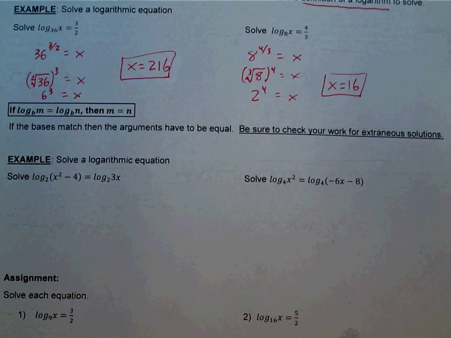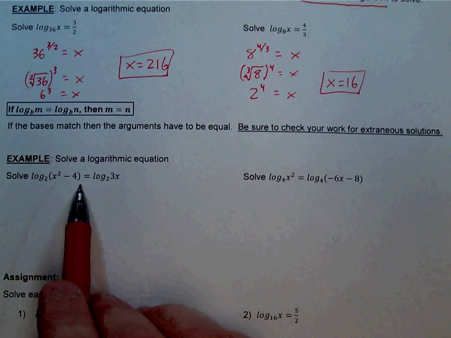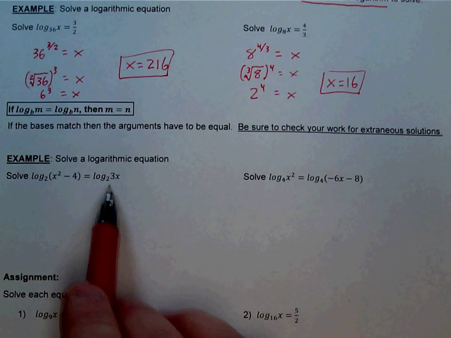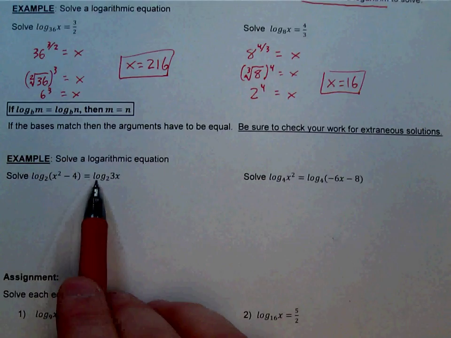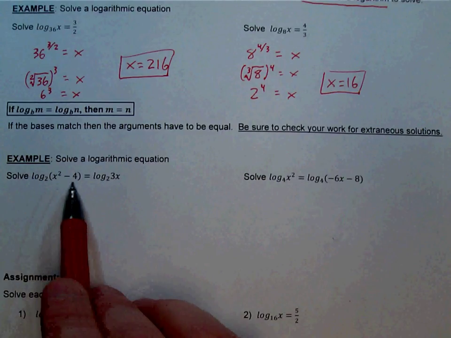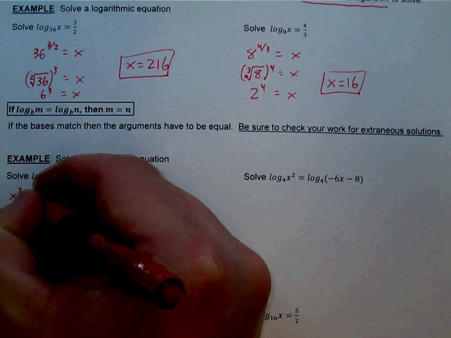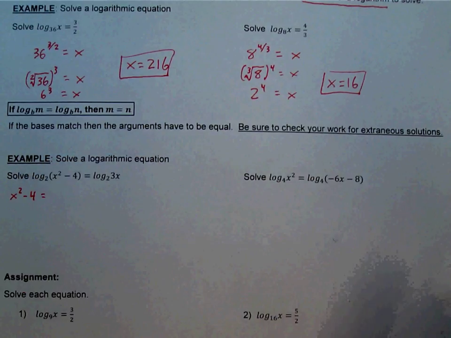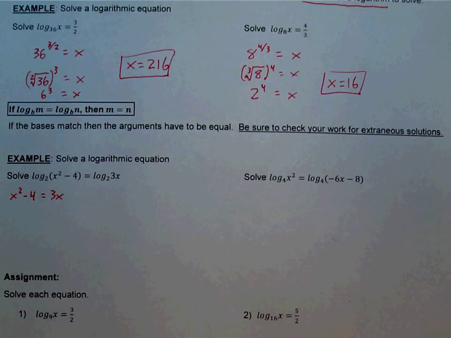But we've got a couple of examples. Log base 2 of something equals log base 2 of something else. We have logs on both sides of the equation. They do have the same base. So the arguments, the x squared minus 4 and the 3x, have to be equal to each other. So I can say that x squared minus 4 is equal to 3x. So I dropped the logs.